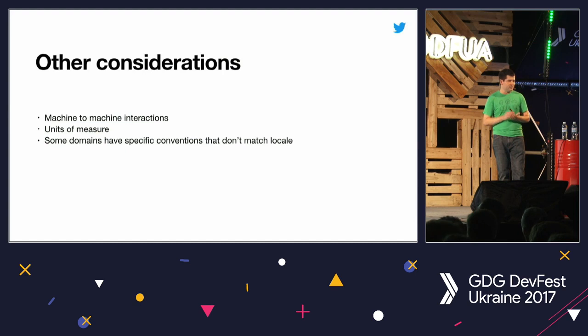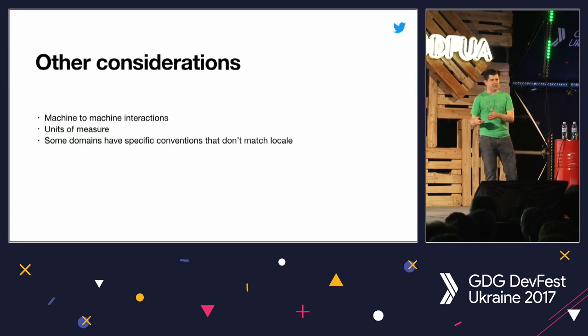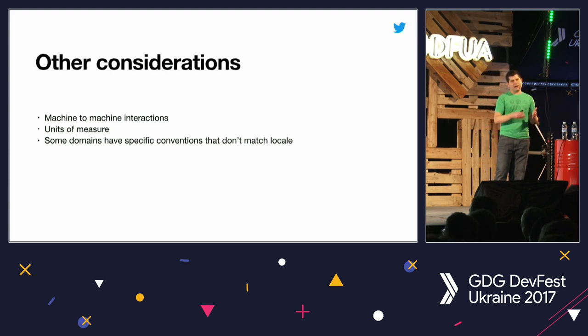So other considerations when localizing things is machine-to-machine interactions. Generally, you don't want to use the default locale for machine-to-machine transactions. You want to specify the locale that you're using. Like if the day is 17, but I'm in the US, the parsing of that date is going to fail because there's no 17th month of the year. So make sure the locale matches the locale of your API, and then translate that into the feature you need.